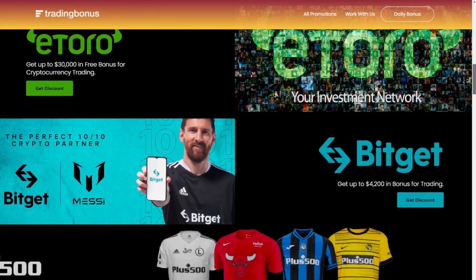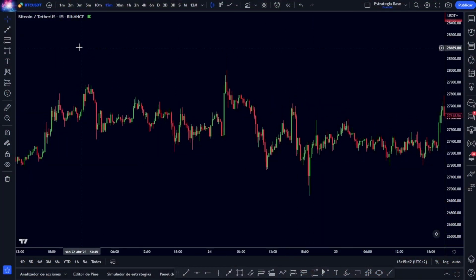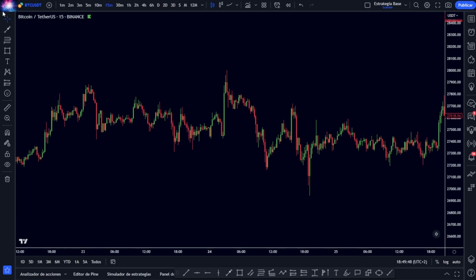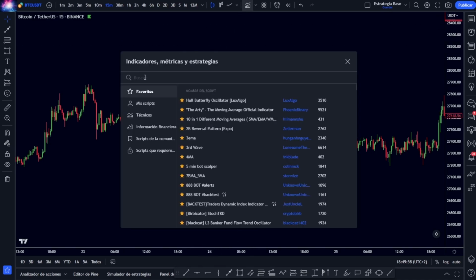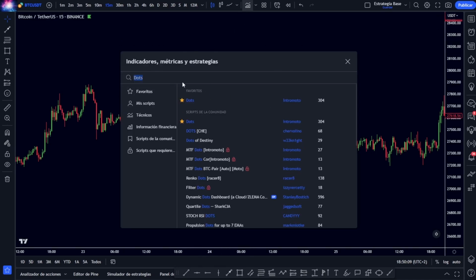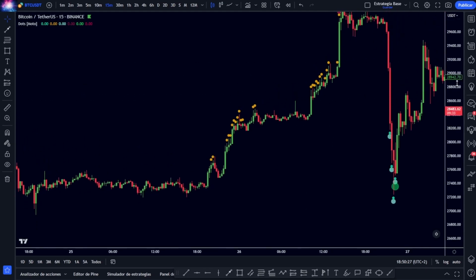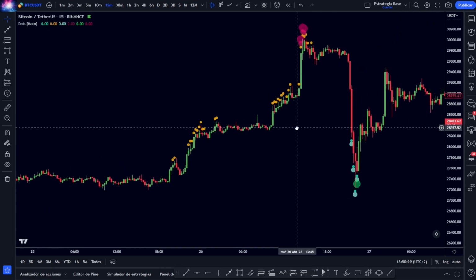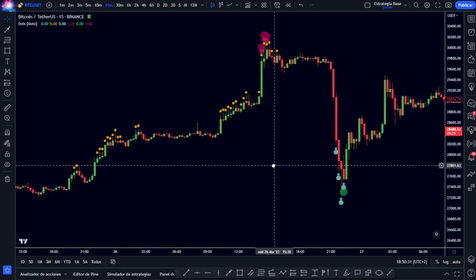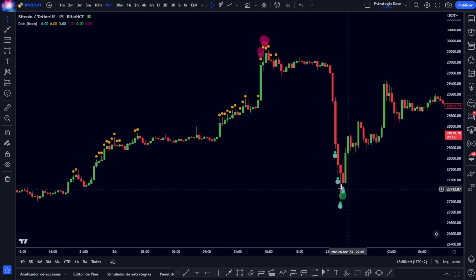First, to set up our setup in the asset we are trading, in this case Bitcoin with USDT, click on the indicators and look for dots, simply dots, and choose Intramodo. We click and it will appear something like this, that is, it will mark some points on the chart with different intensities of areas where there is a pressure, more bearish or more bullish.